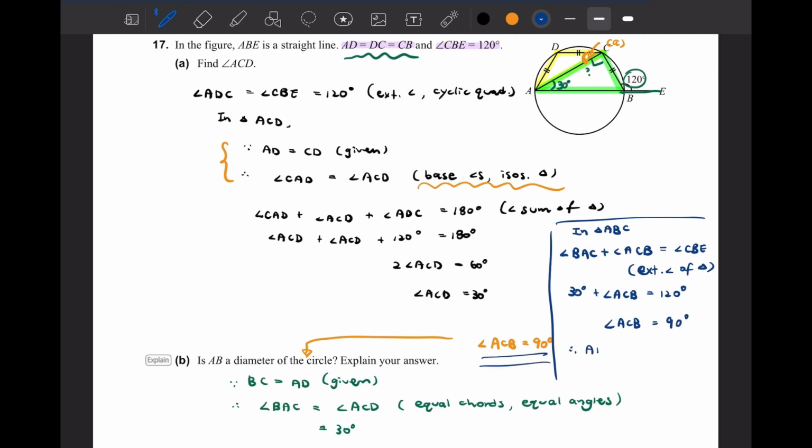And once we can prove that this is 90, we can say that AB is therefore a diameter of the circle. And make sure you write the reason. For proving, we need to write the reason. This is your converse of angle in semicircle. So you have to be very familiar with all this.